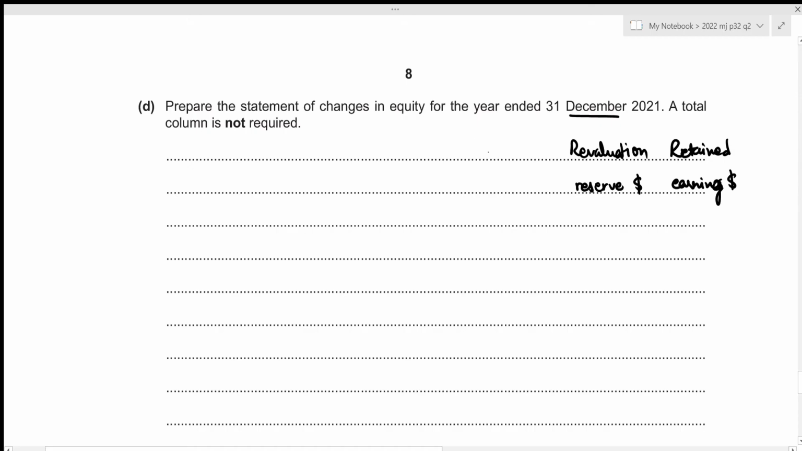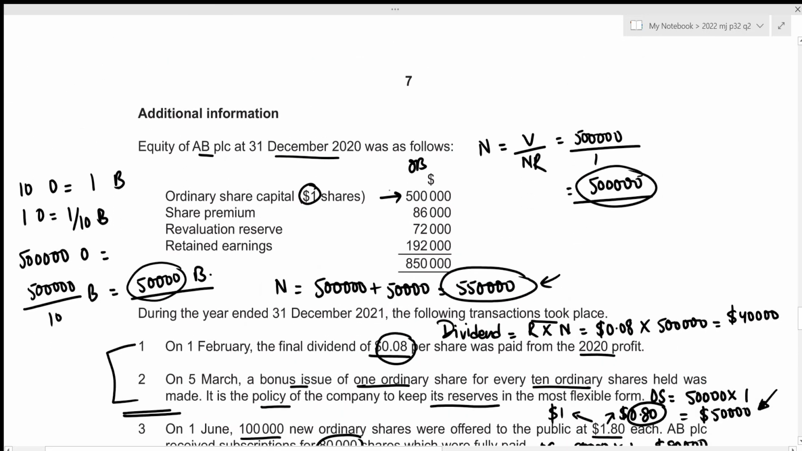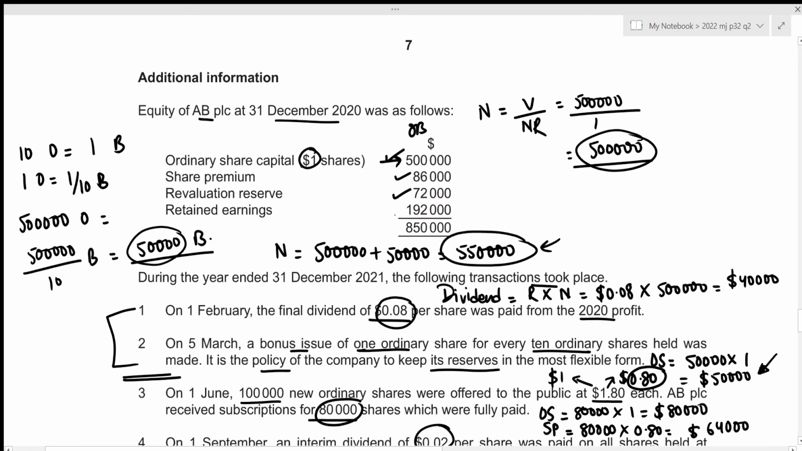Then we have share premium, and our ordinary share capital. Alright, so firstly we will begin with our opening values, that is at the date of 1st January 2021. We can see that our ordinary share capital is 500,000, share premium is 86,000. We have revaluation reserve of 72,000 and retained earnings of 192,000.